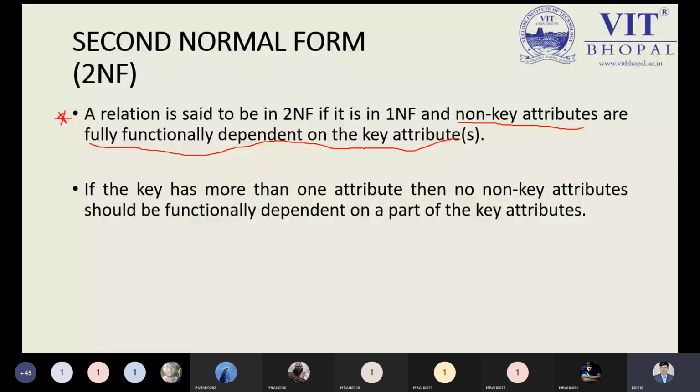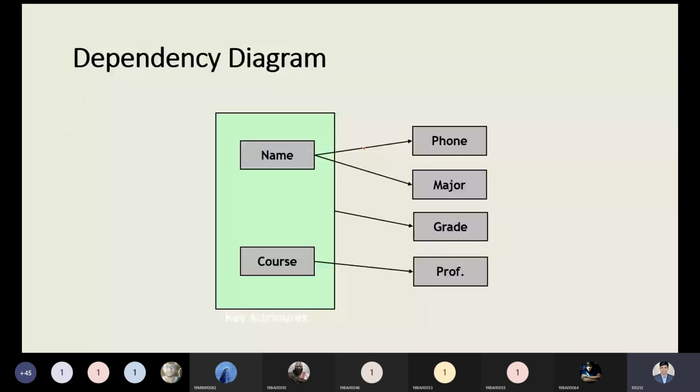If you remember this dependency diagram, I hope you remember. Phone number and major depend on the name. So what happened? Name determines the phone and major. The major is the dependent attribute, and the name is determined by the phone and major.